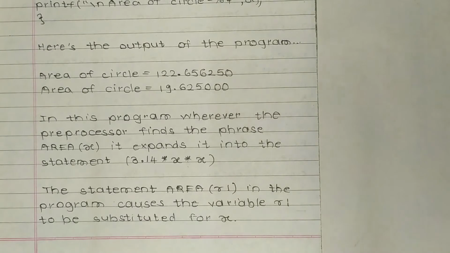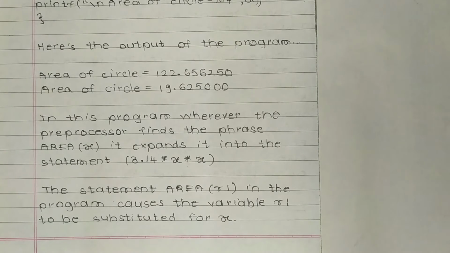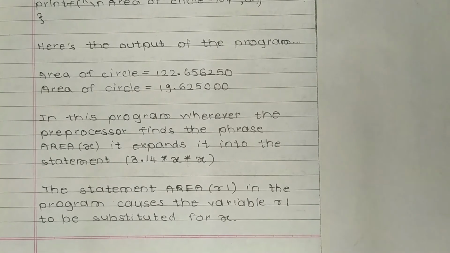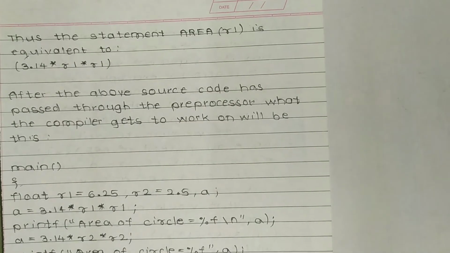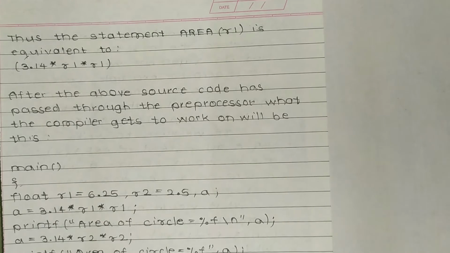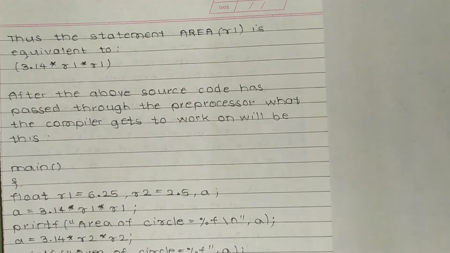In this program, wherever the preprocessor finds the phrase area, it expands it into the statement 3.14 * x * x. The statement AREA(r1) in the program causes the variable r1 to be substituted for x. Thus the statement AREA(r1) is equivalent to 3.14 * r1 * r1.